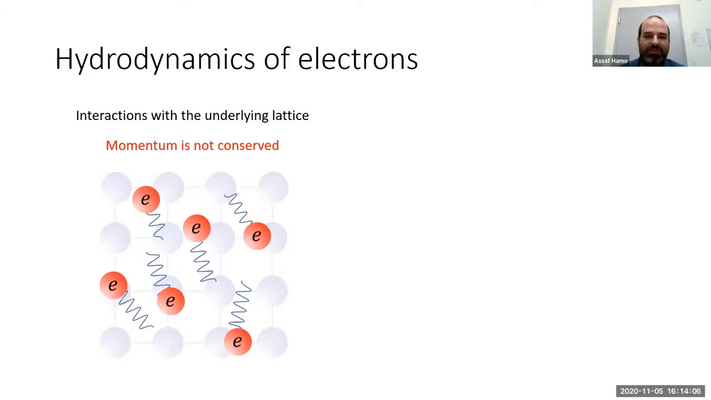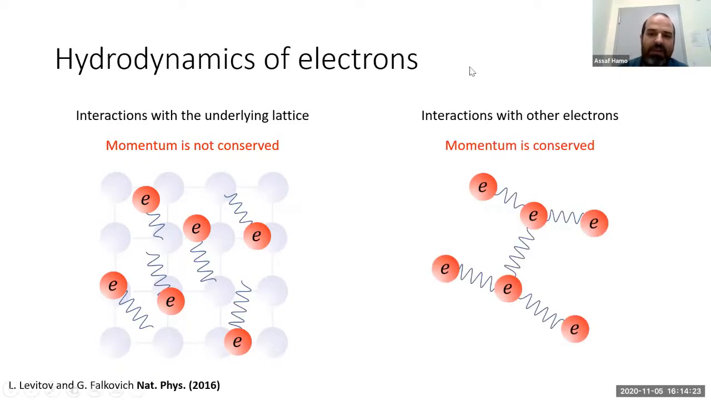But in any case, this kind of interaction does not conserve momentum, in the sense that the whole electronic system just keeps losing momentum to the underlying lattice. And in that case, the flow of those electrons is going to be diffusive and can be described using Ohm's law. If you want to get hydrodynamic effects, you need to use the interaction between the electrons. And if those interactions are rapid or fast enough with respect to the other interactions, you can approximate for some amount of time the behavior of the electrons as momentum conserving. And in that case, you can describe the flow of those electrons using fluid mechanics.